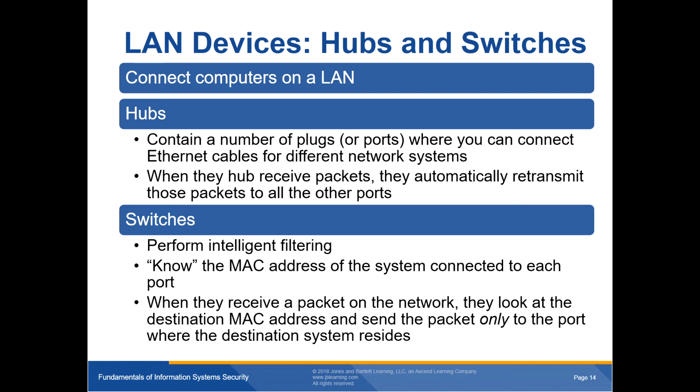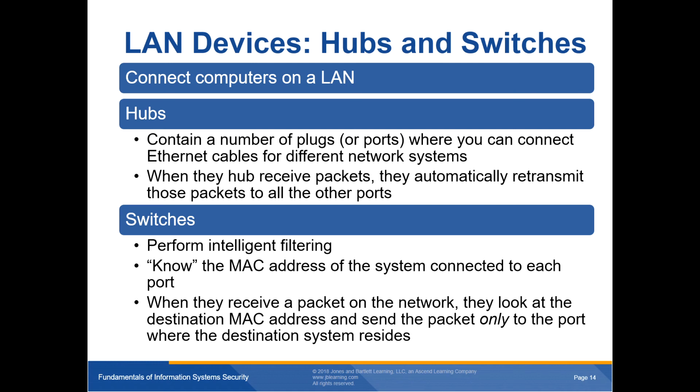You cannot subnet a network using a hub. And the other problem is, as it says here, they automatically retransmit those packets to all the other ports. And so you're doing a broadcast that goes to everybody connected to that hub, as opposed to selective departments or selective subnets that a switch allows.